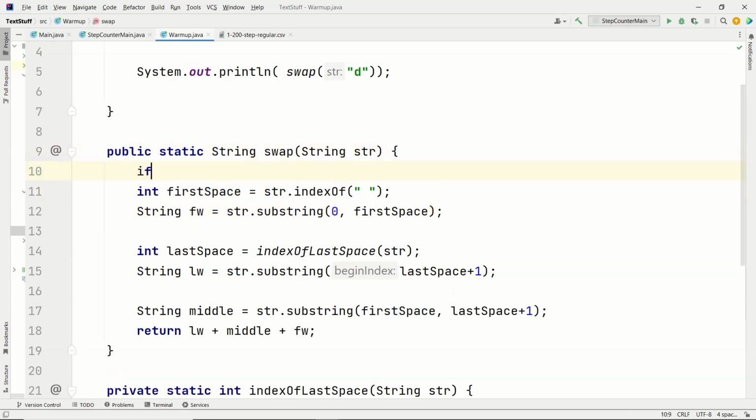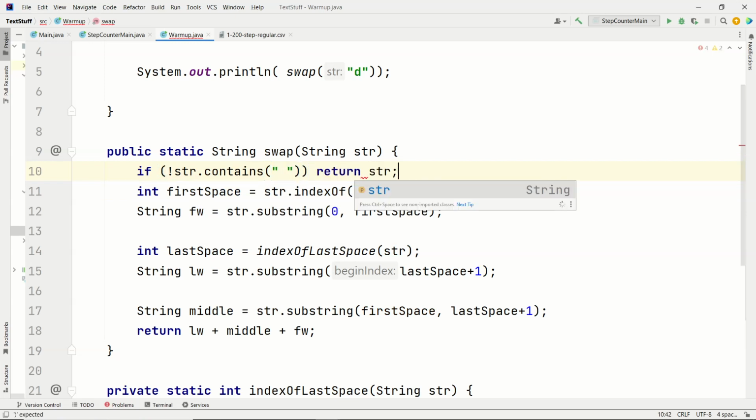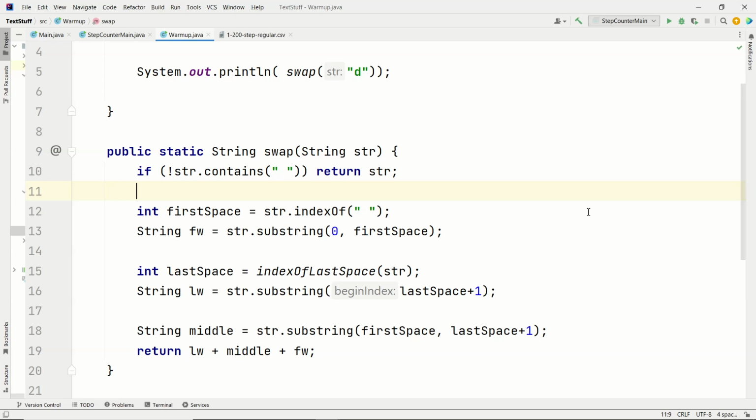So I'm going to head off that error right at the very beginning. I'll say if it's not true that string contains space, then I'll just return the original string unswapped.